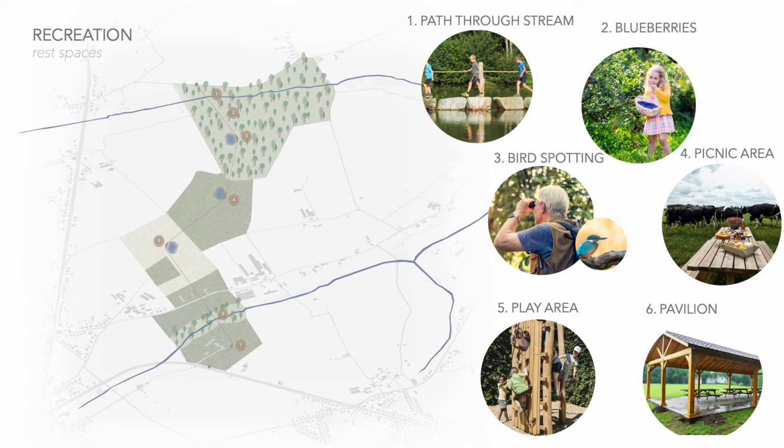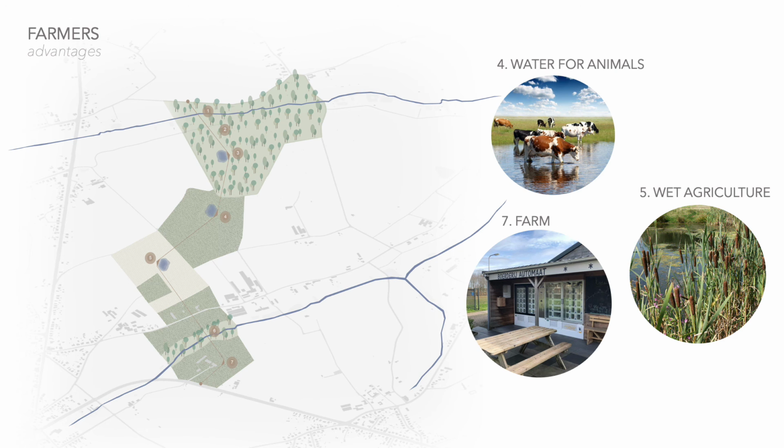That starts with walking through water, where the path forms your bridge, picking blueberries in the woods, a bird spotting place, space for picnics, a play area for children, and a small pavilion where people can meet each other or something can be organized. The farmers may also have advantages.